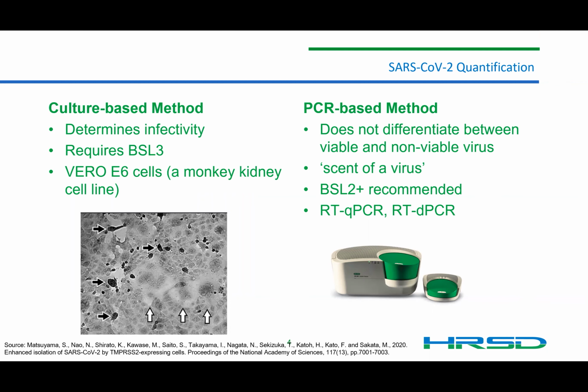If you're listening to this, you probably already know that there's 2 main methods being used to quantify SARS-CoV-2 in wastewater. The first is a culture-based method. It requires a really high BSL level, and this determines infectivity. But I think most of us are using PCR-based methods, like RT-qPCR and digital PCR. And these PCR-based methods don't differentiate between viable and non-viable viruses, but they do tell you whether the genetic material or the RNA of the virus is present.